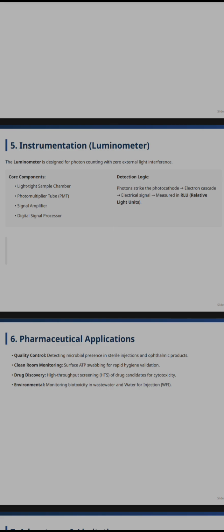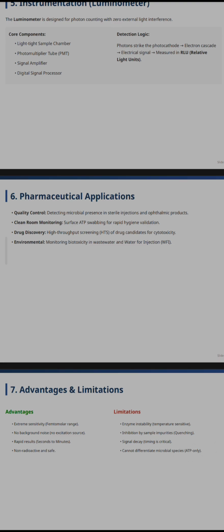Here we have the pharmaceutical applications. We have several of them. For example, in quality control, we detect whether microbes are present or not in sterile injections or ophthalmic products. And clean room monitoring: as I said before, we take cells by swab culture or other techniques, add the enzymes and reactants, and detect how much light is produced using the luminometer. How many cells are present in that sterile room area is detected by how much light is emitted.